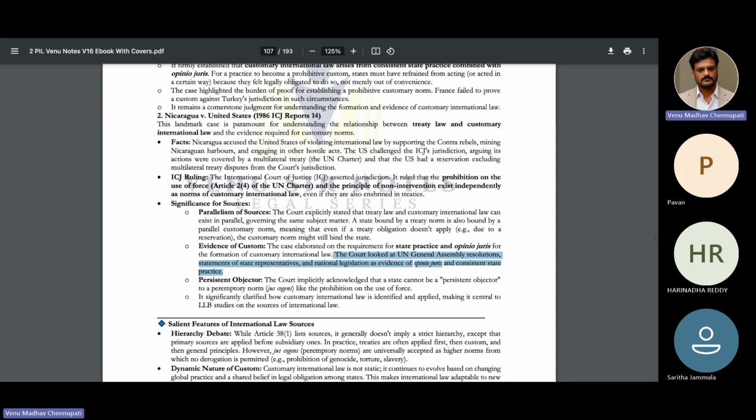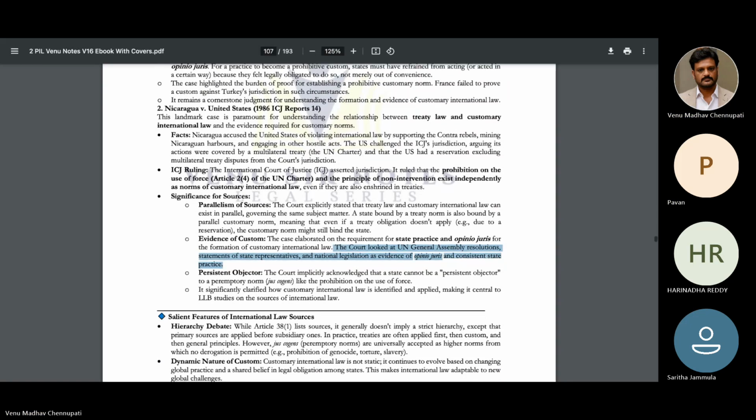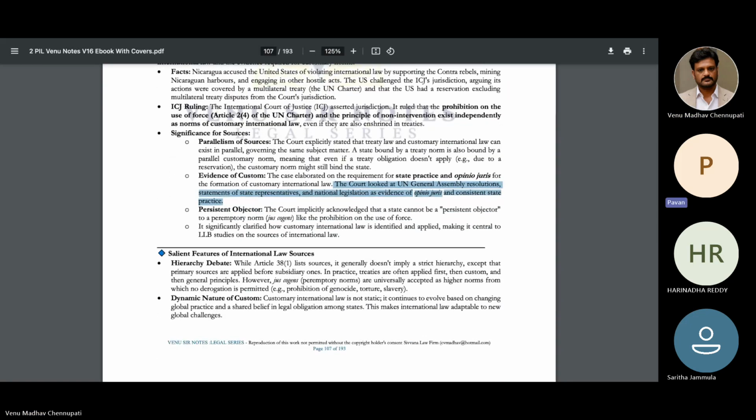So finally Nicaragua won basically. Yeah. But US not accepted.